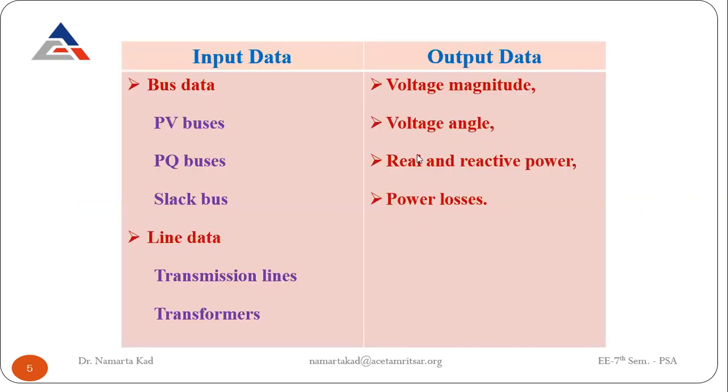And in another form, the input data is the bus data, which may be a PV bus, PQ bus, or slack bus. This we are going to study in further slides. And line data like transmission lines and transformers. Then the output is in the form of voltage magnitude, voltage angle, then real and reactive power, and then the power losses.